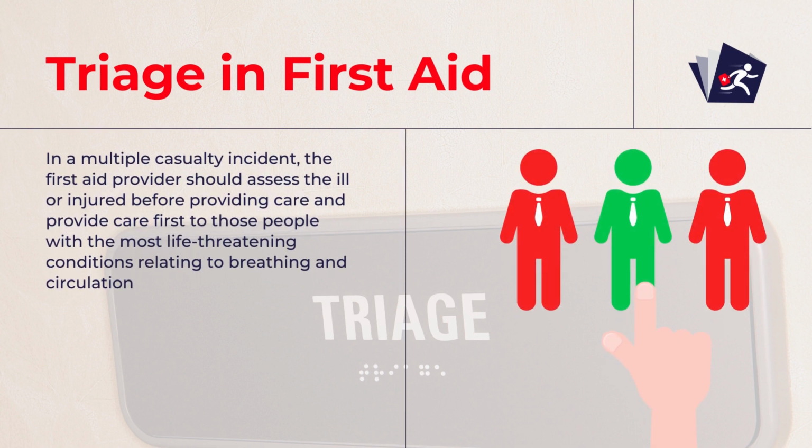Emergency care should not be given on a first-come, first-served basis, but according to priority. This sorting is referred to as triage. In a multiple casualty incident, the first aid provider should assess the ill or injured before providing care and provide care first to those people with the most life-threatening conditions relating to breathing and circulation.